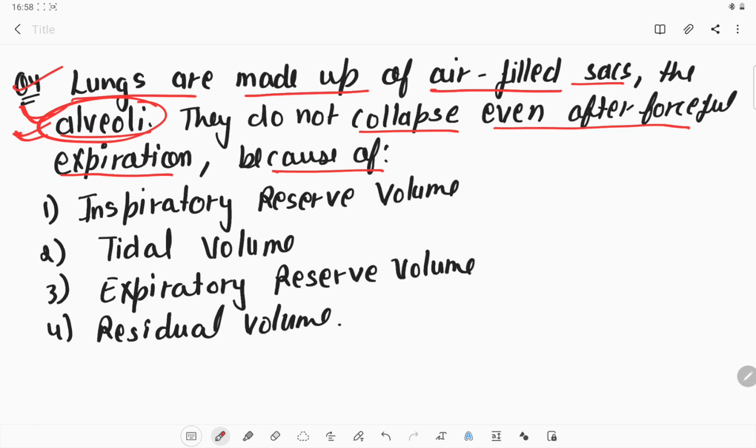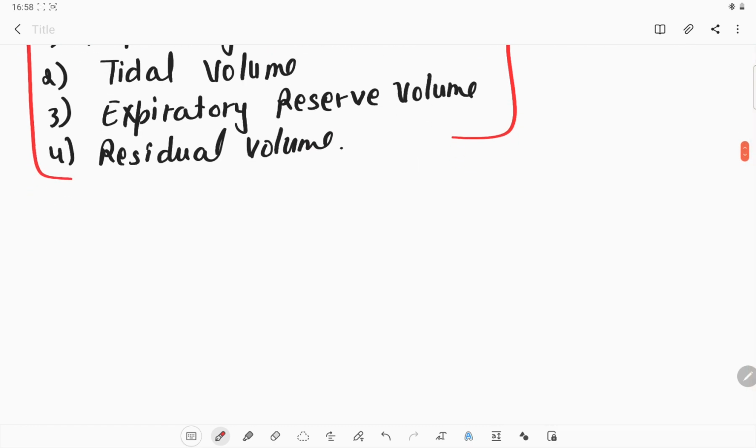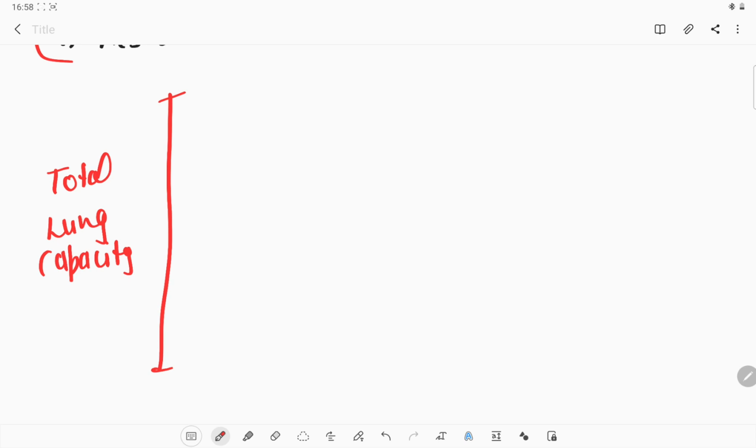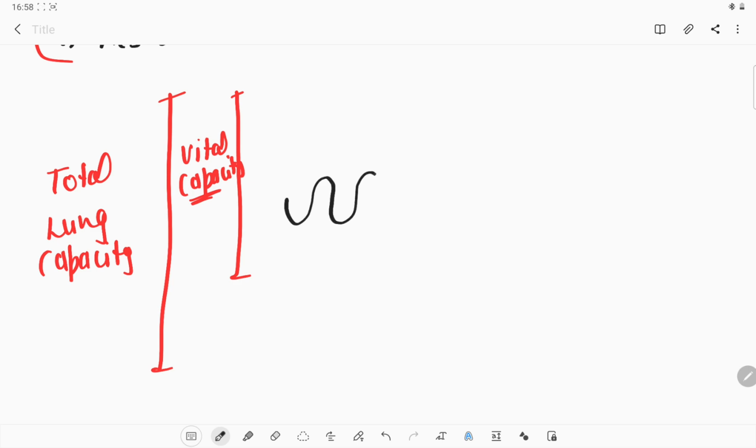Why is it so? In these terms, you may not be familiar with them, so I will let you understand the whole concept. What is the total lung capacity? This is the total lung capacity, complete. There will be one capacity which we call the vital capacity. This is the vital capacity. With this, you will be able to understand all these terms and what they refer to. So this is our breathing.